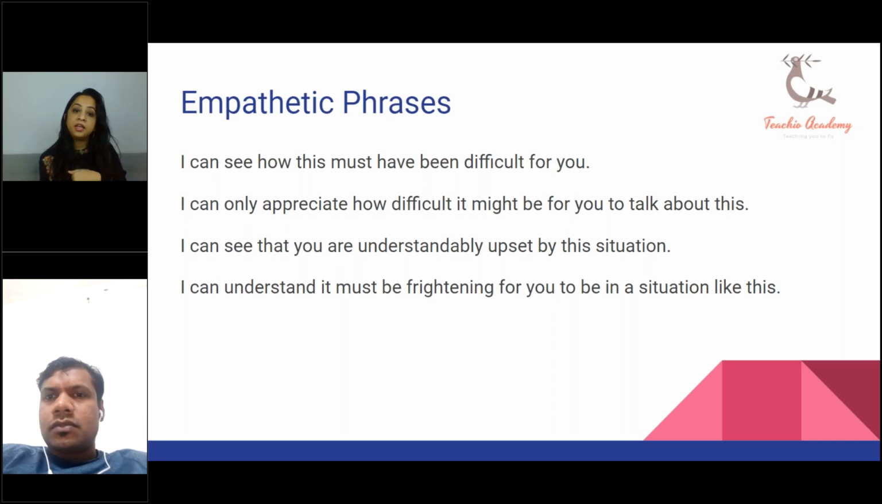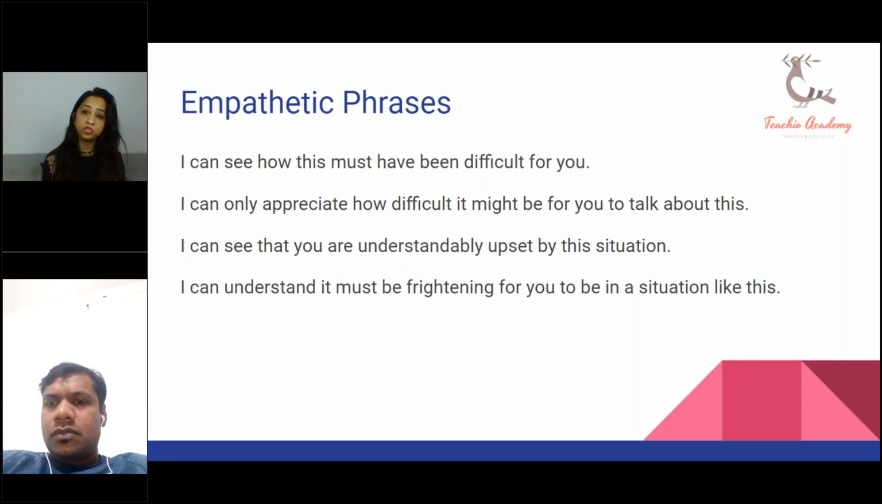I can understand it must be, don't say might be, it must be frightening for you to be in a situation like this. Okay. So if you've got a patient who's very, very anxious in front of you, probably they've got an anxiety disorder, or they've got a son or a daughter who's very, very unwell, and you have a doctor in front of you who keeps on asking about history, he keeps on drilling you with questions, they're going to appear very, very unkind to you.